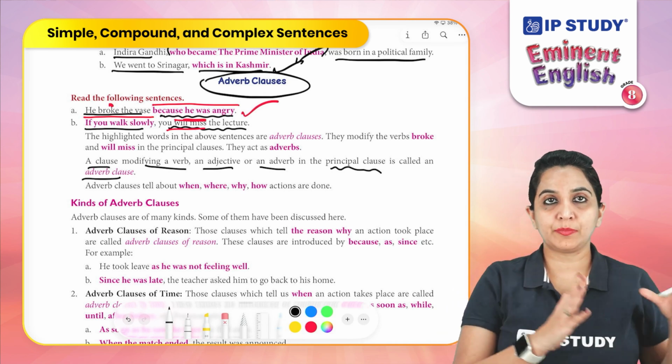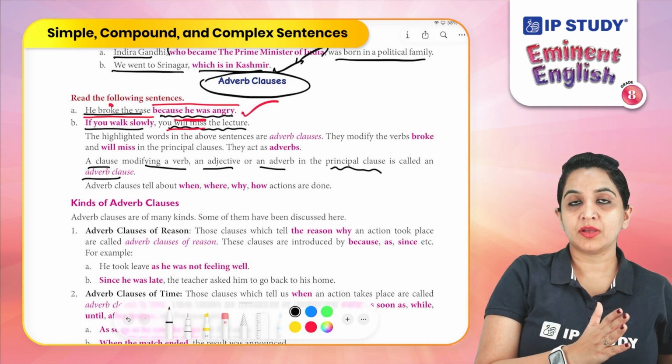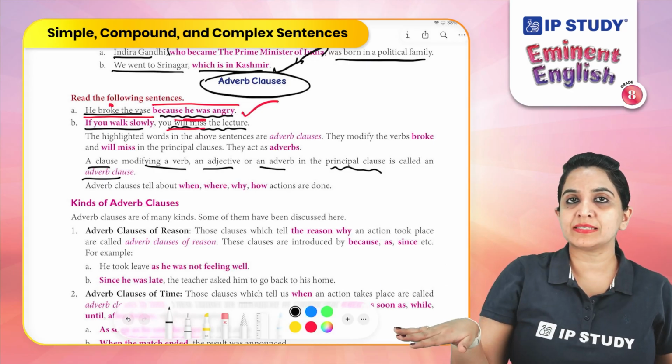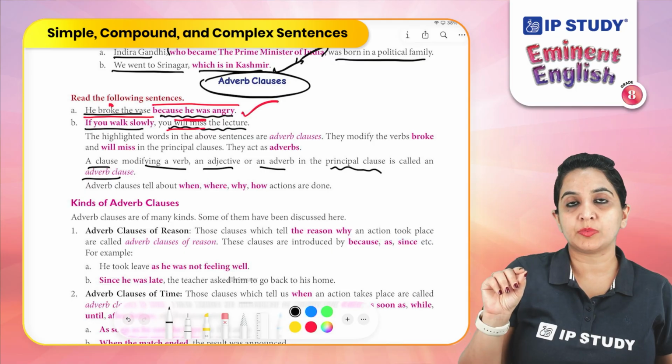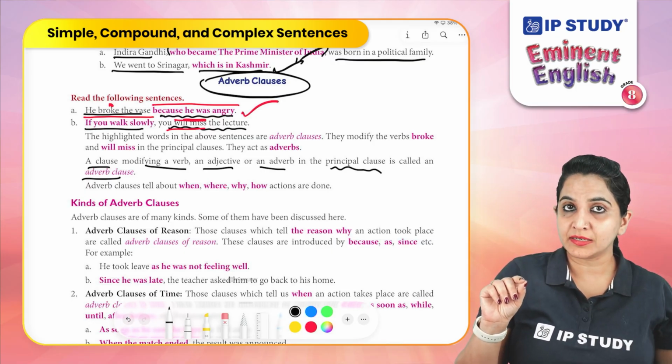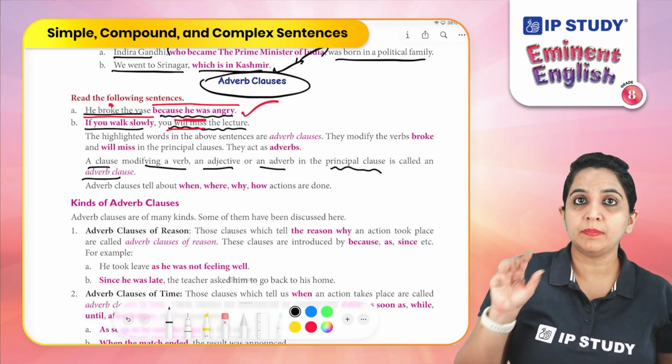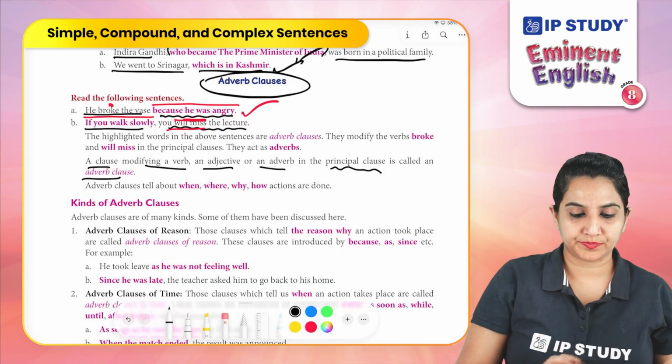That means he broke the vase, this is the main clause. Why did he break the vase? The other one is the subordinate clause, because he was angry. So, because he was angry is an adverb clause because it is modifying the main verb in the main clause.